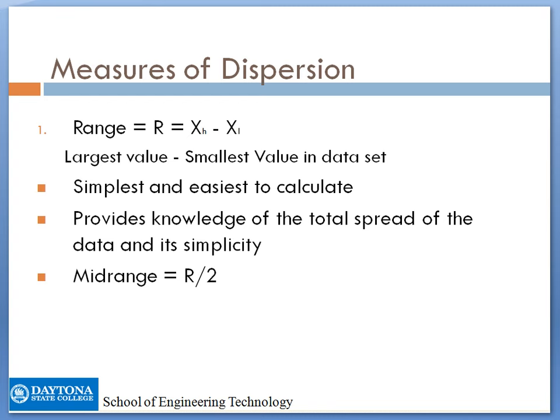This is the simplest and easiest measure of dispersion to calculate. The way that you do it is, when you have a set of data, you have to make sure that the data is ordered from the smallest to the largest, and you just pick the first value and the last value and subtract them. This measure of dispersion also provides knowledge of the total spread of the data and its simplicity. If you want to calculate the mean range, it's simple: divide the range by 2.